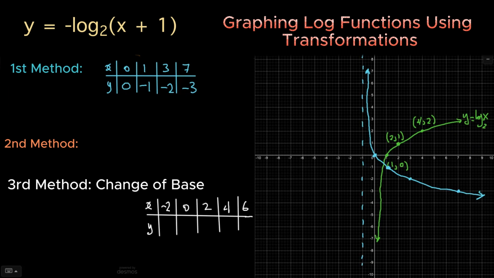If I look at this and I want to know what kind of transformations I have, the first thing is I have a negative in front of the log. Of course, I'm comparing this with the parent graph right here. So I have a negative, and negative means reflection over the x-axis.